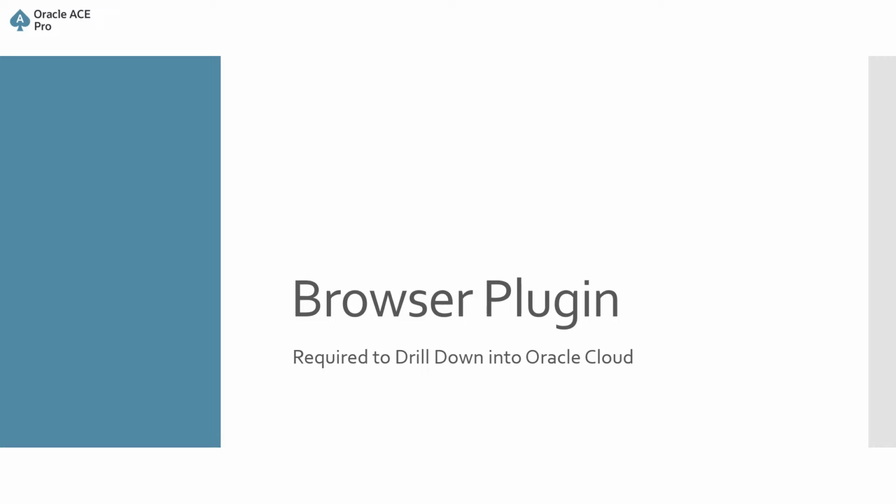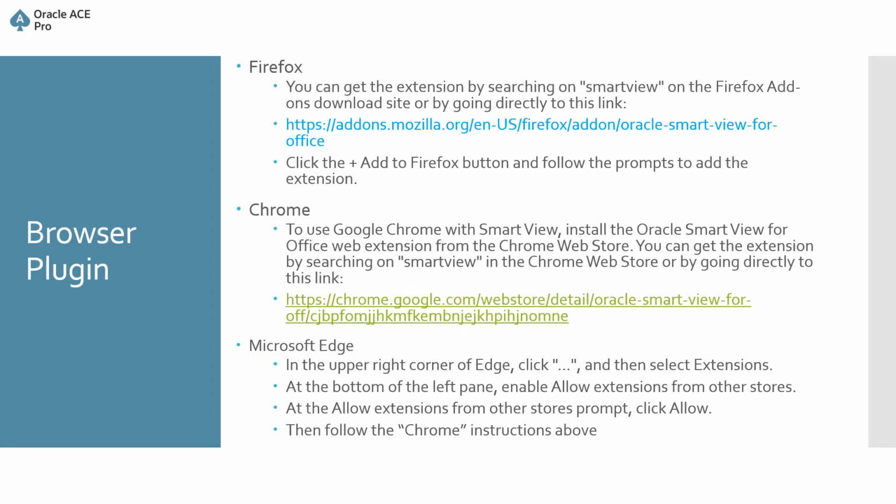Okay, so in the previous session we talked about installing SmartView, getting that installed on your machine. But there's still something we need to do. In order to be able to drill down to the balances, so to get back to the cloud applications, you will need a plugin. Oracle does keep its notes up to date on the plugins. The plugins I'm actually showing here have been the same for the last 3 or 4 years, but depending upon the browser you're looking for, we've got a few different areas to go to.